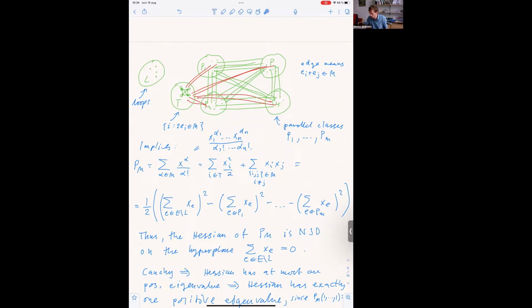What have I written there? So this should be something else. Let me write it this way.